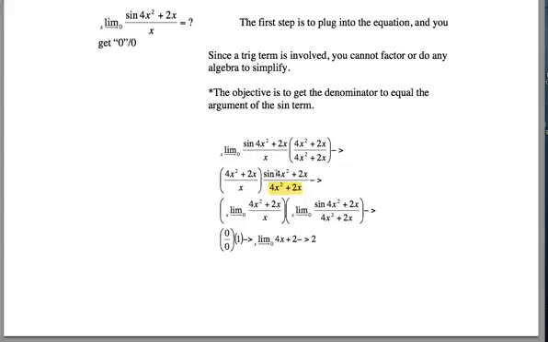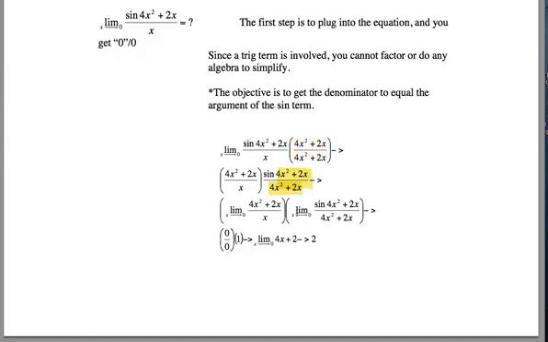I can then take this 4x plus 2 in the numerator and bring it off to the side here. So I'm selectively grouping the sine of that argument with this new expression, and note this equals 1, right? So I'm not really changing the problem, I'm just rewriting it.